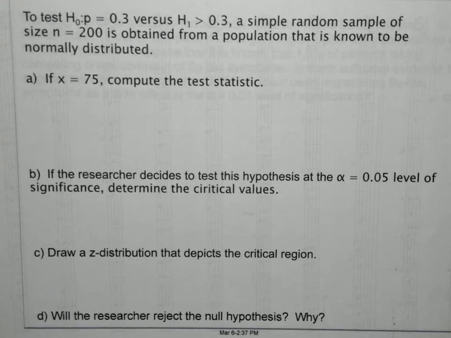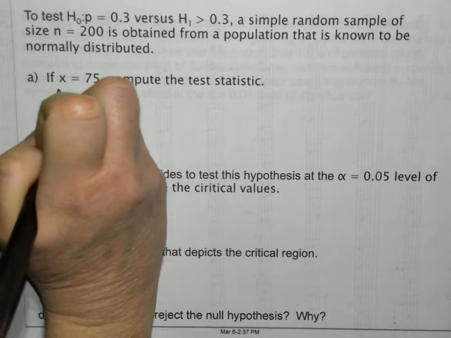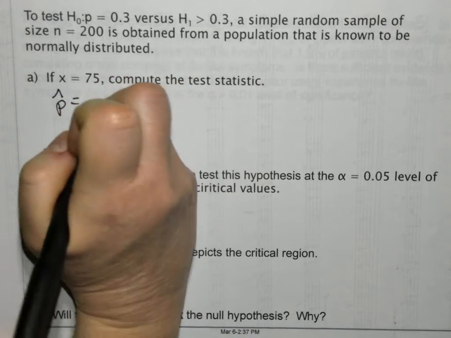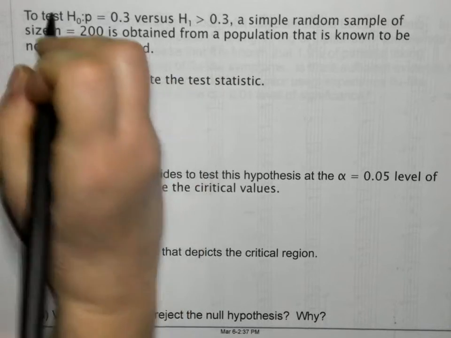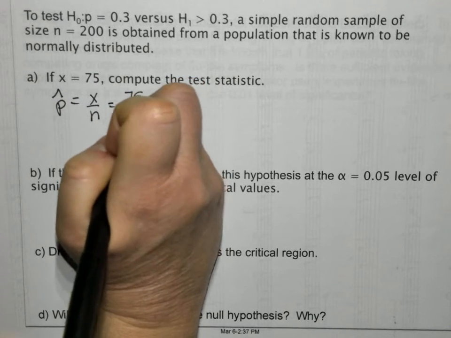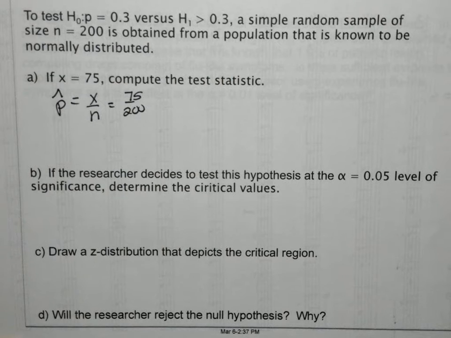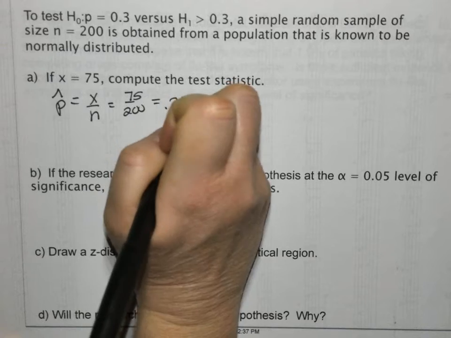Here we go. Let's try it. To test p is 0.3 versus p is greater than 0.3, a simple random sample of size 200 is obtained from a population that is known to be normally distributed. If x is 75, compute the test statistic. The first thing we have to do is find p hat. P hat is x over n. In our case, that's 75 over 200. If I do that math, 75 divided by 200, I get 0.375.